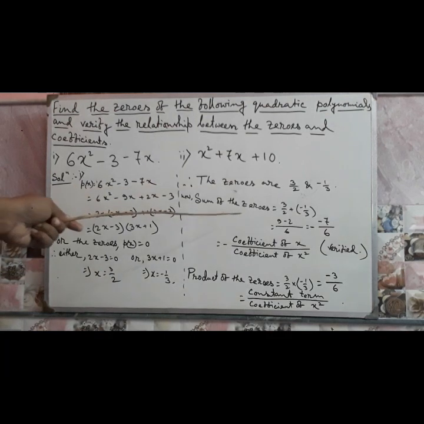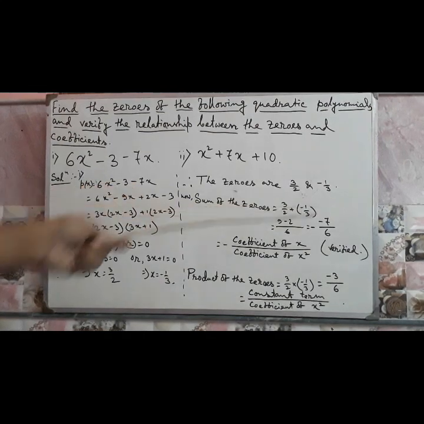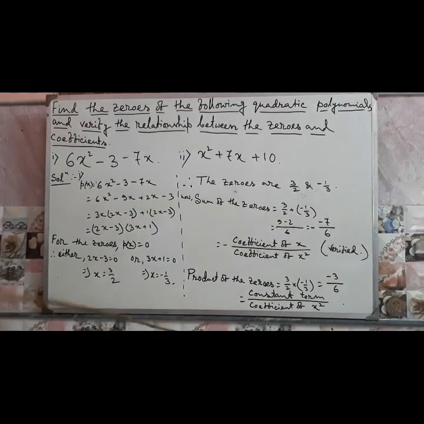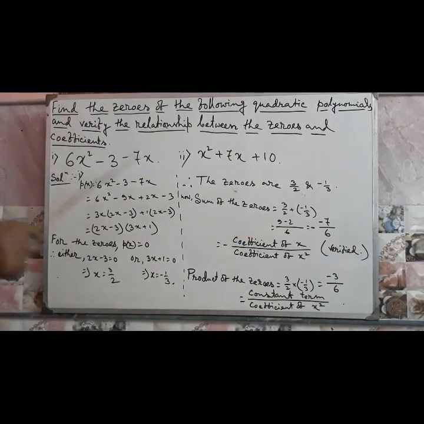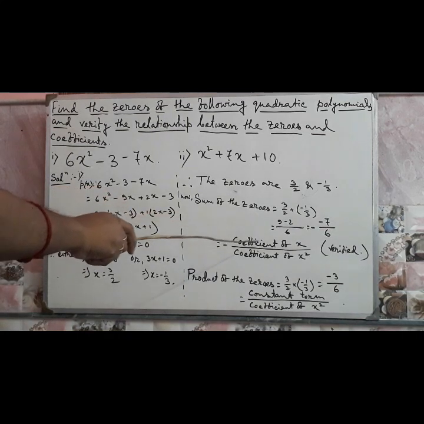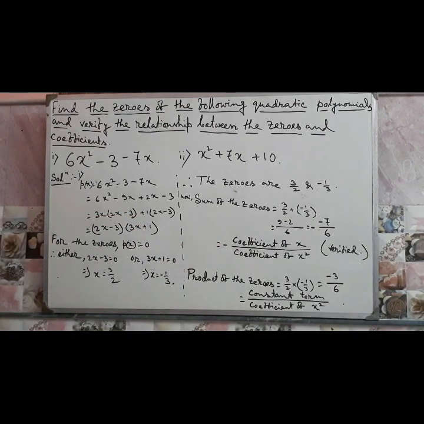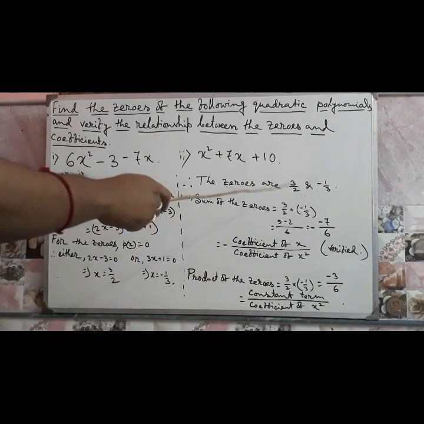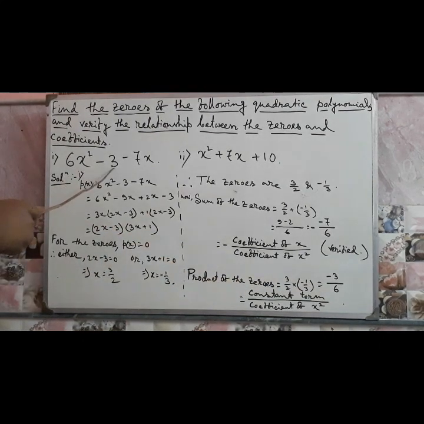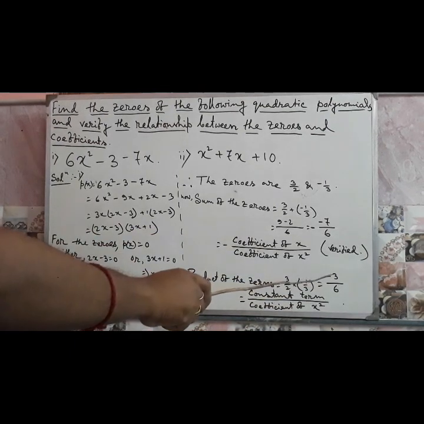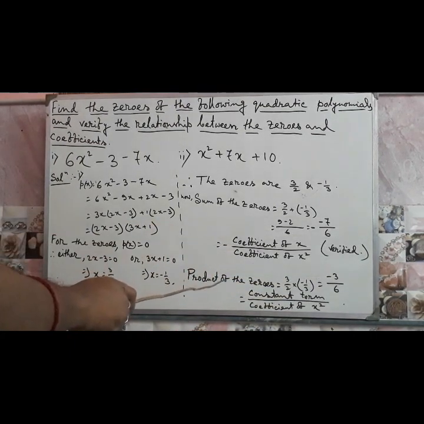Now sum of the zeros, 3 by 2 plus minus 1 by 3, we will get minus of minus 7 by 6. What is this minus 7? Coefficient of x, and 6, that is coefficient of x square. So we got sum of the zeros, that is minus coefficient of x by coefficient of x square, and the product of the zeros, that is 3 by 2 into minus 1 by 3, that is minus 3 by 6. Minus 3 is constant term and 6 is coefficient of x square, that is constant term by coefficient of x square. That means both these two relations are verified.